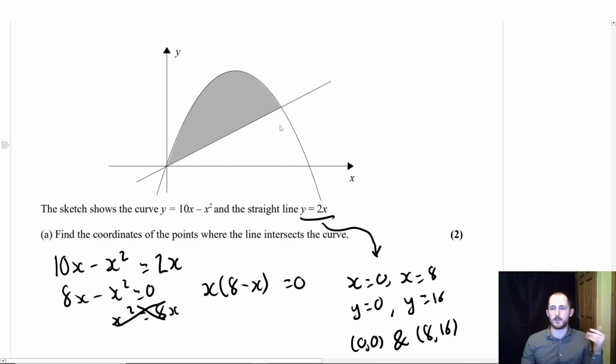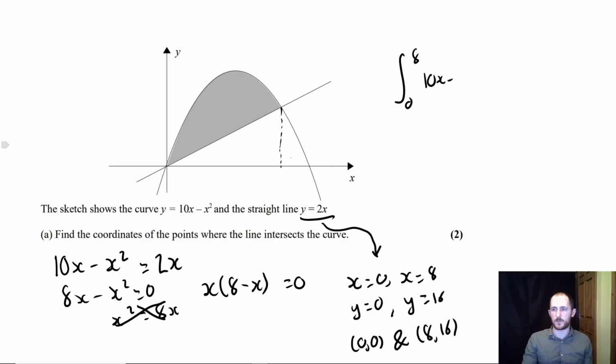Okay, there's a few ways to do this, right? That's a big old right angle triangle. So you can work out the area of the triangle, integrate under the curve, do the integral of the area under the curve. So you take this integral here, between 0 and 8, of 10x minus x squared, and then you subtract the area of the triangle, which you can either do kind of half base times height, or you can do the integral from 0 to 8 of 2x, right? That's what you can do.